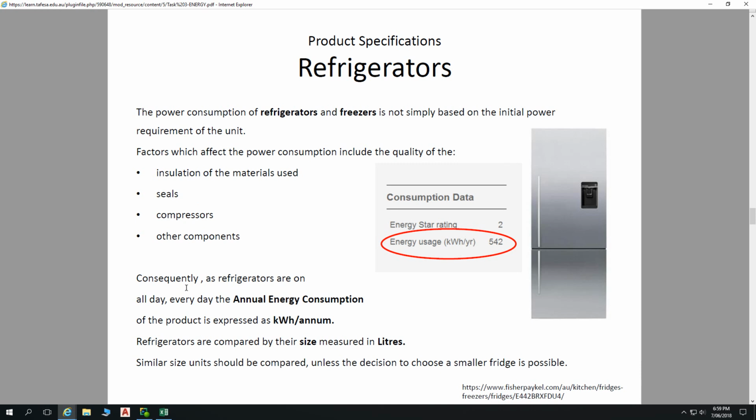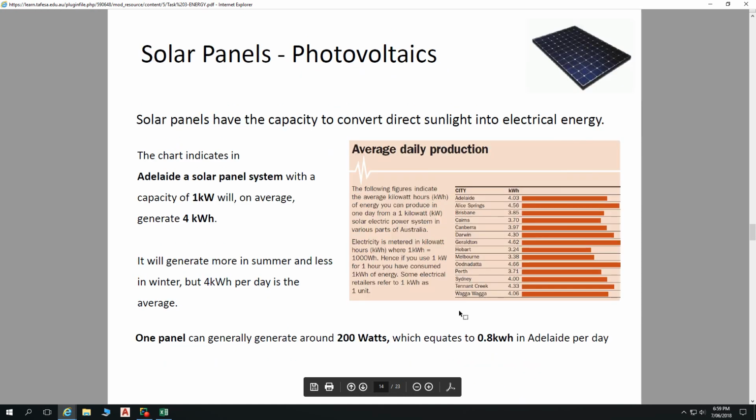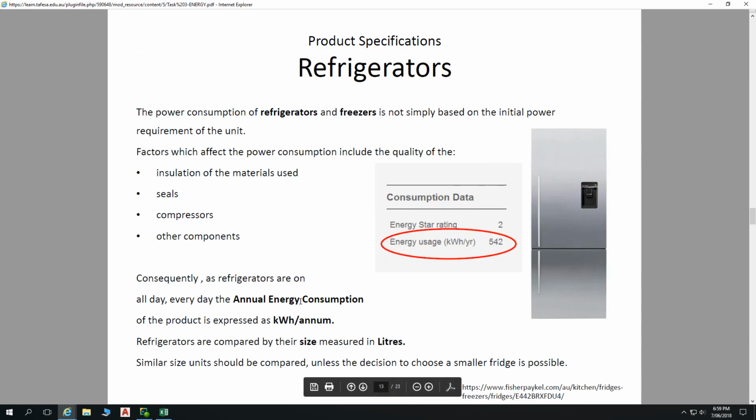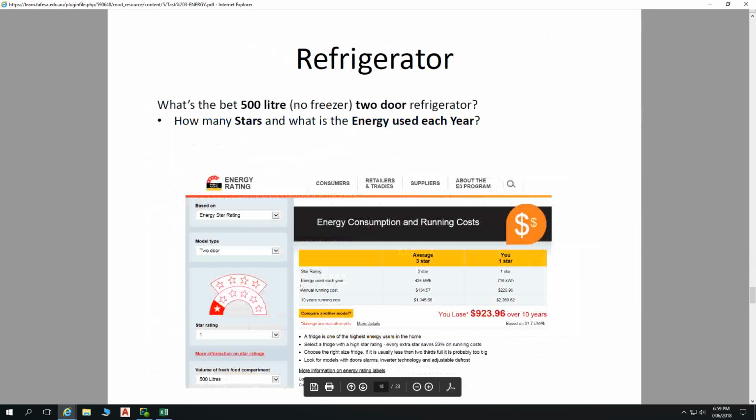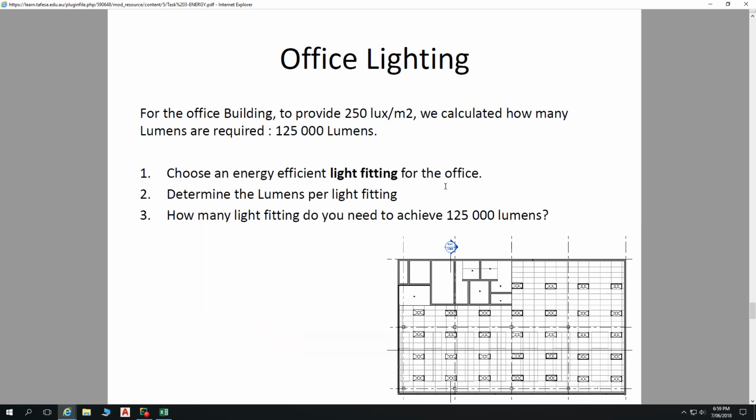So consequently, as refrigerators are on all day, every day, the annual energy consumption of the product is expressed as kilowatt hours per annum. Refrigerators are compared by their size measured in litres. Similar size units should be compared unless the decision to choose a smaller fridge is possible. What we are asked to do with our refrigerators for that component is have a look at what is the best 500 litre no freezer 2-door refrigerator. How many stars and what energy is used each year.